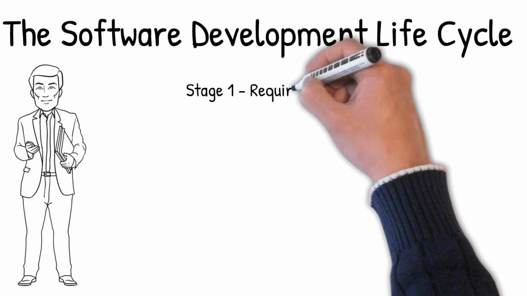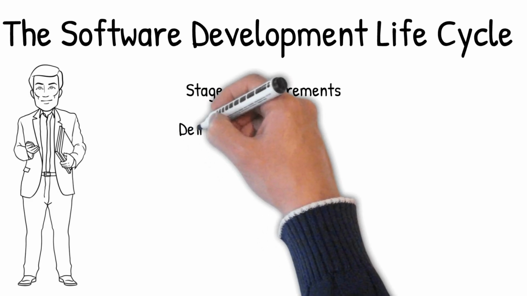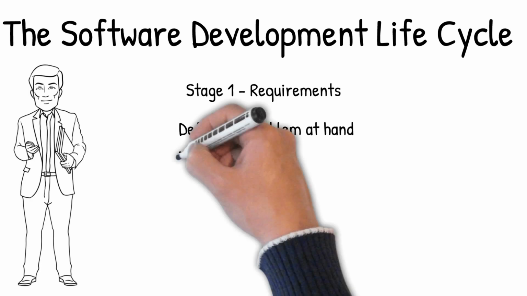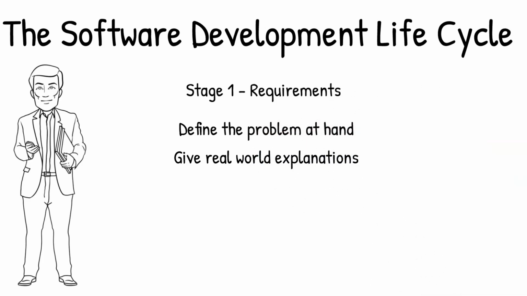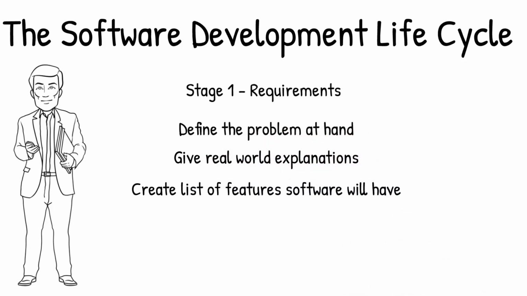We will now dive a little deeper into the first stage, which is the requirements stage. The requirements stage will outline or define the problem at hand. In this stage, we take the idea of the problem and represent it in a solid way, with real-world explanations. As an example, we might take an idea of a website and create a list of features the site will have, what a user will be able to do on it.